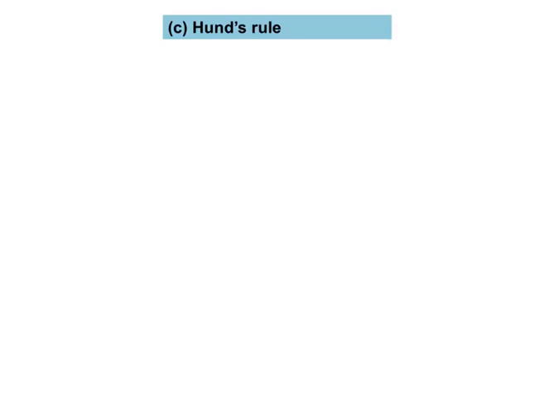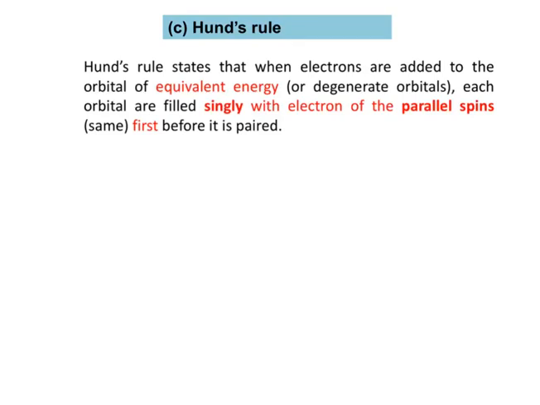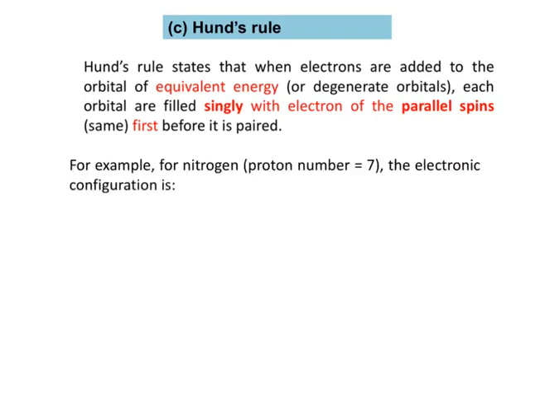The third rule for assigning electrons in orbitals is Hund's rule. Hund's rule states that when electrons are added to orbitals of equivalent energy, or degenerate orbitals, each orbital is filled singly with electrons of parallel spins, or the same spin, before it is paired. Let's use nitrogen, which has 7 electrons, to apply Hund's rule.